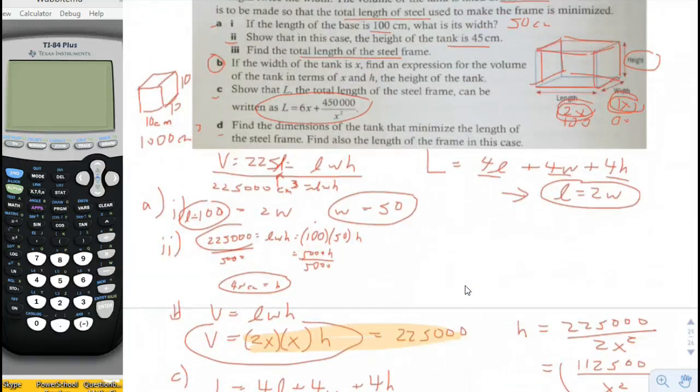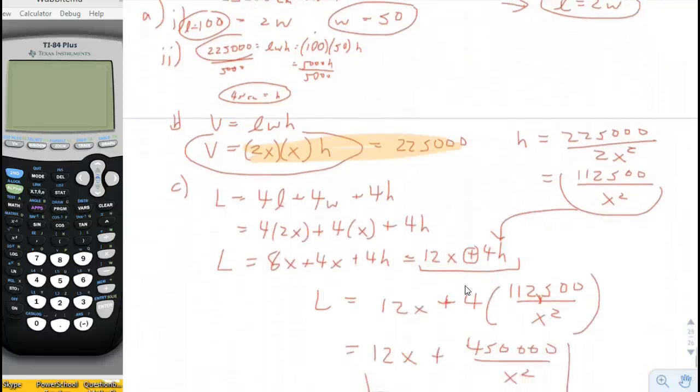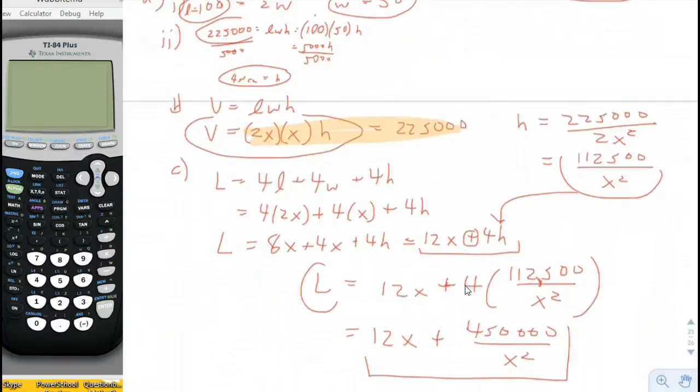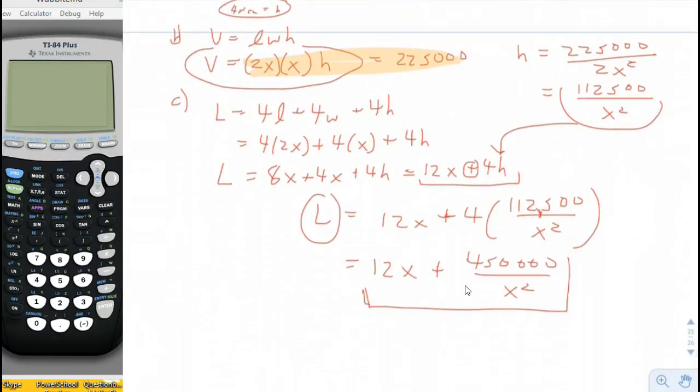D, find the dimension of the tank that minimize the length of the steel frame. Find also the length of the frame in this case. Okay, so remember, the thing that we're trying to minimize is L. And the quantity we want to get minimized is all in terms of one variable. So if we put this equation in the calculator, then it's going to give us a graph which shows a minimum point, and then we'll just use the minimum function to find the minimum point.